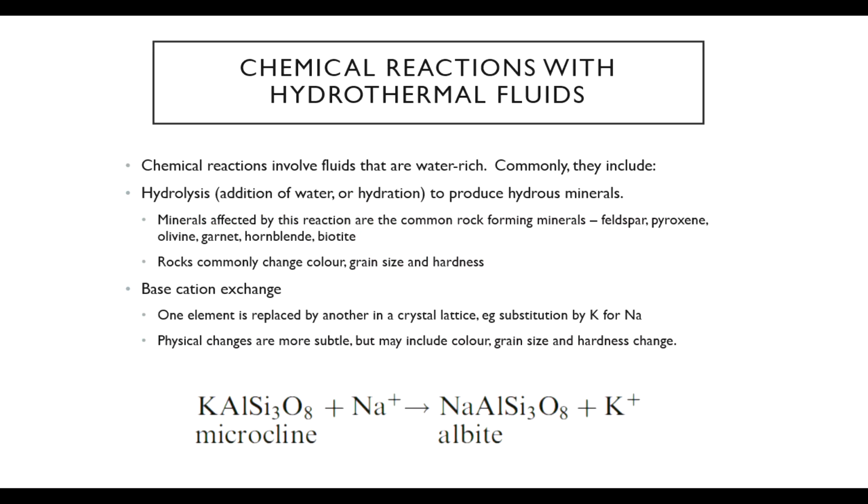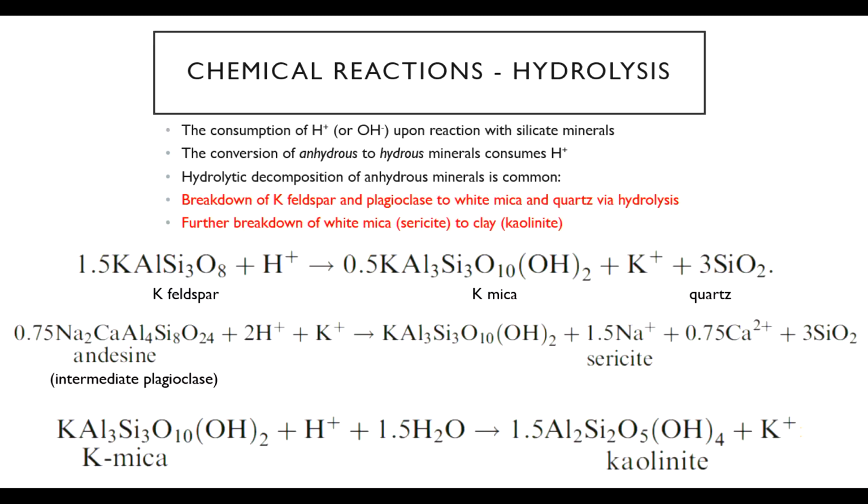This is an example of a base cation exchange. So here we're going from, again, our happy K-feldspar. We're adding sodium. We're going to change it to albite, so the sodium substitutes for where the potassium is, and we liberate potassium. So slightly different reaction that results in a different alteration assemblage and the liberation of different elements.